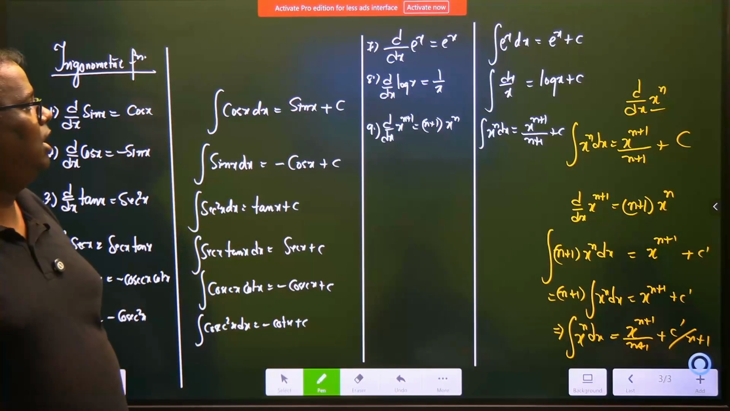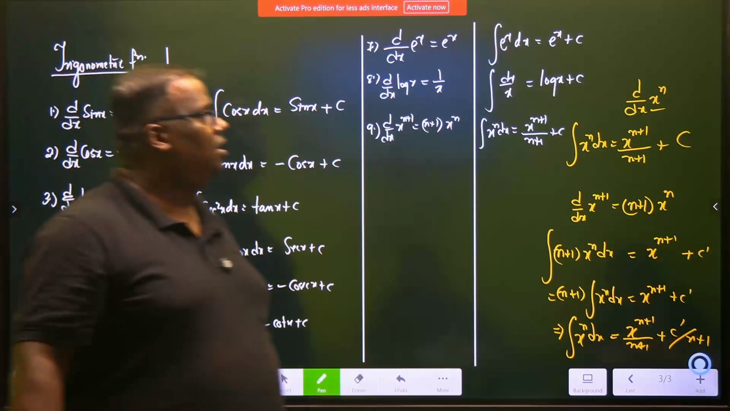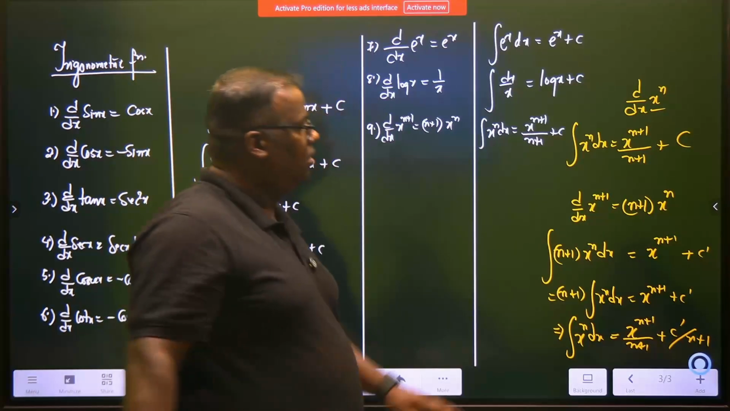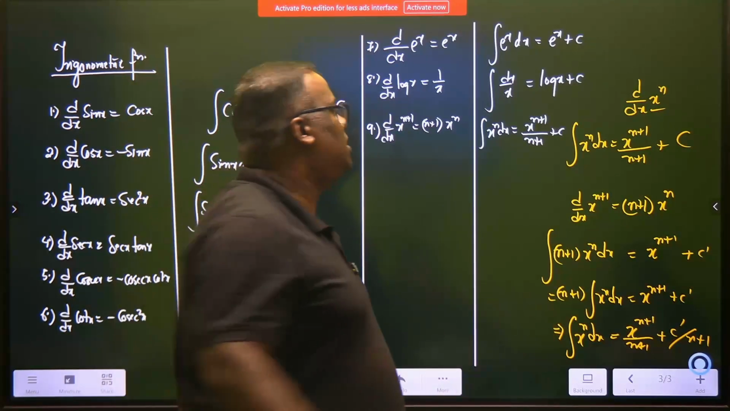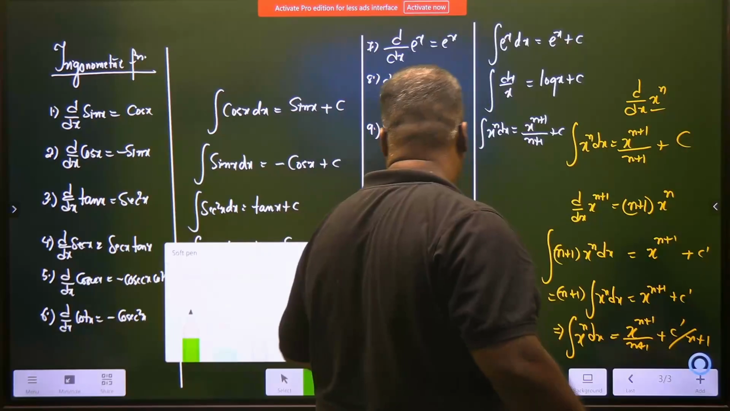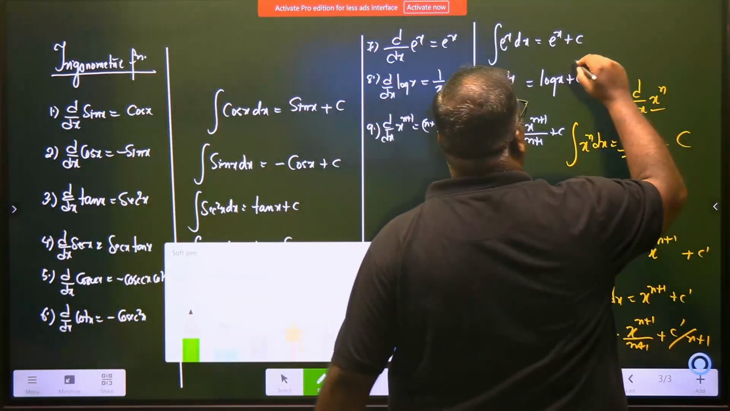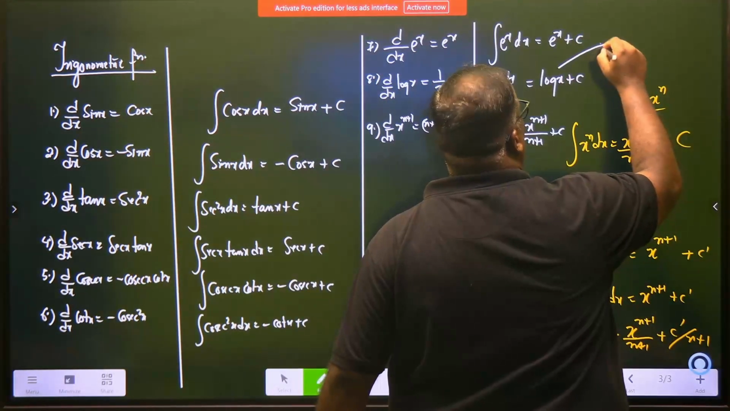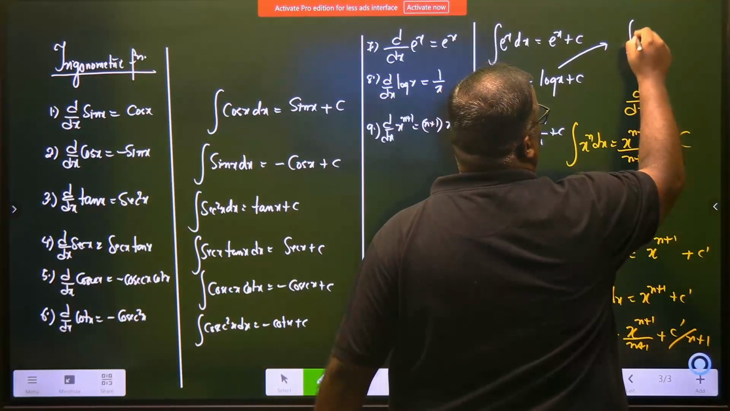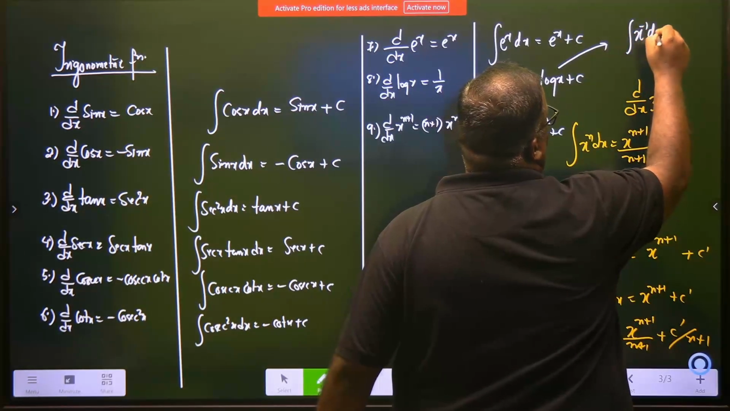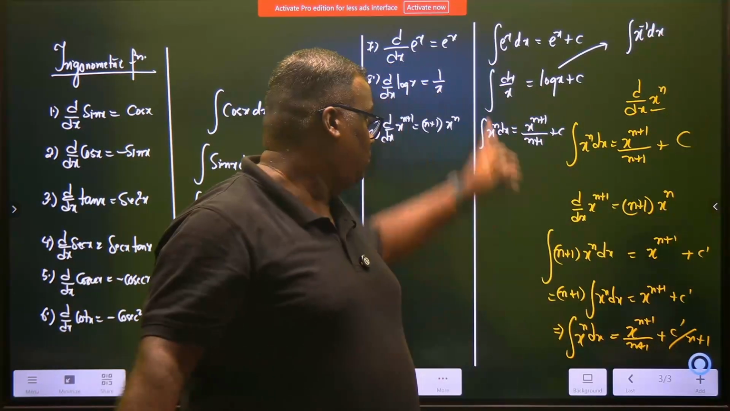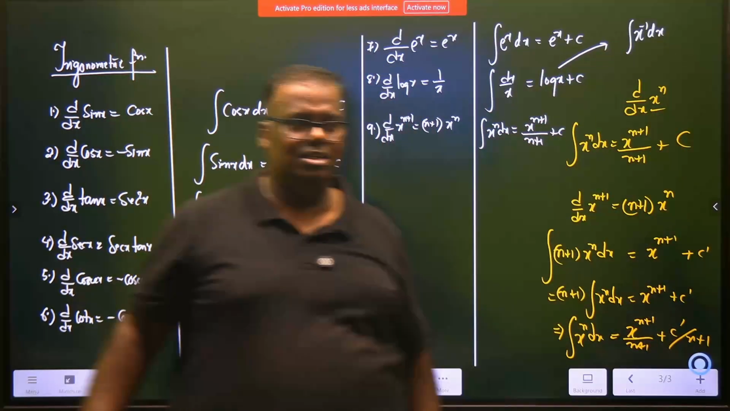Now you may ask a question here. I'm keeping this, you may ask a question to me. But sir, if that be the case, why did you not solve this as per formula? You could have written it as x to the power minus 1 dx.